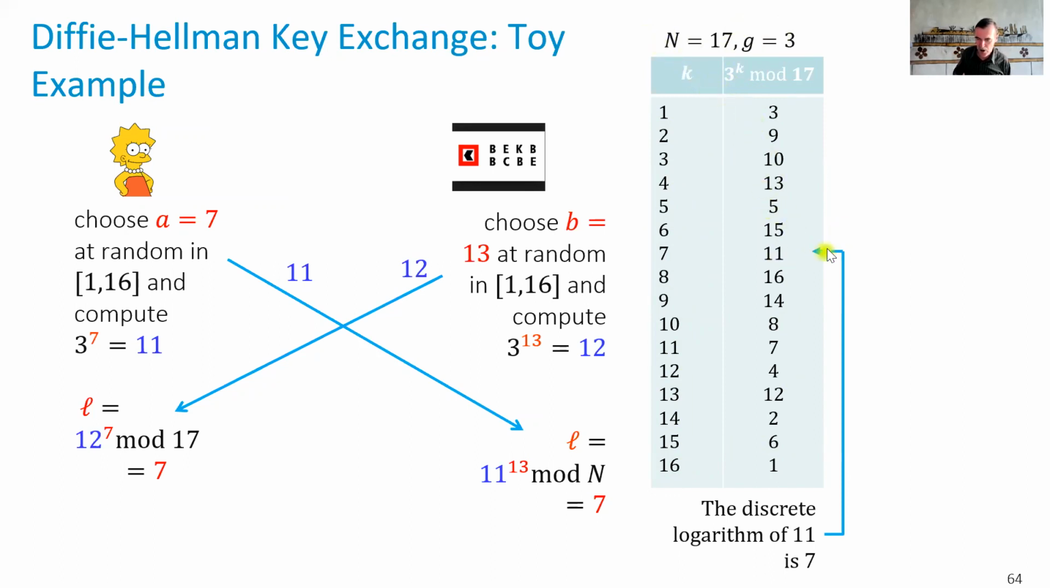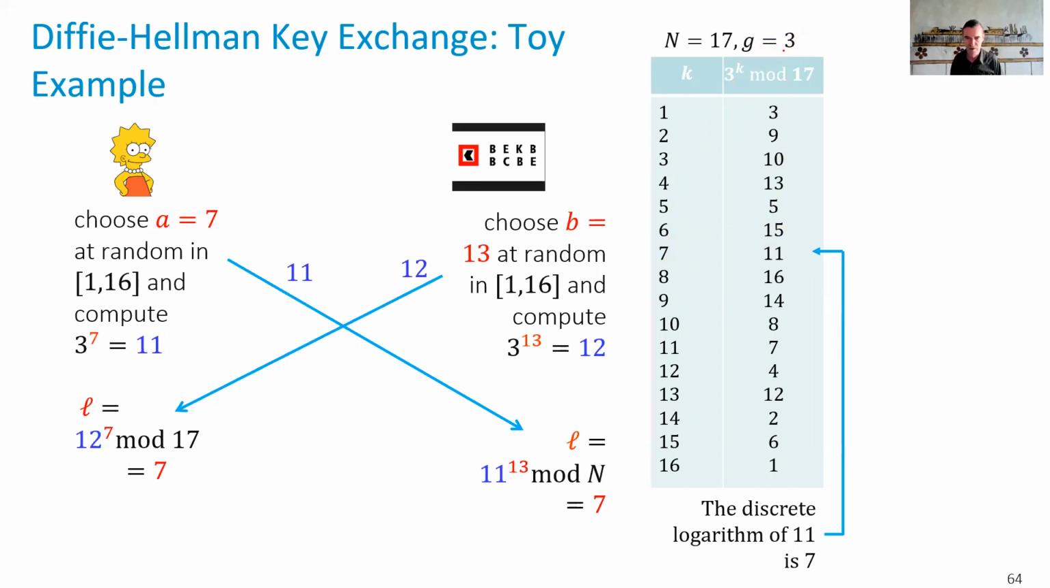And the log here means the reverse of the exponential. For example, 3 to the power 7 gives 11. So we can say that 7 is the logarithm of 11 when we take 3 as the base. We know all the decimal and the natural logarithms.